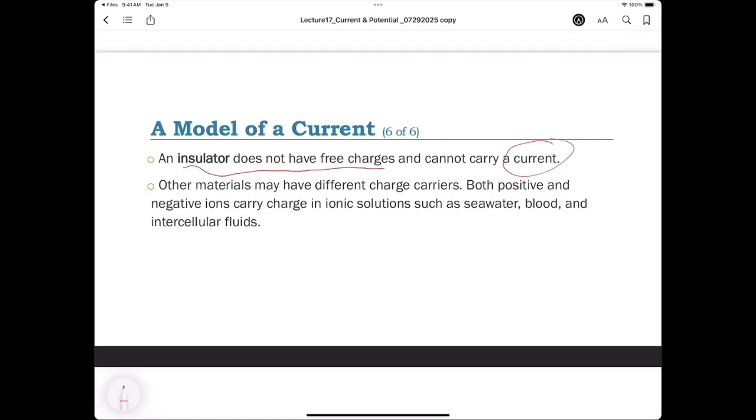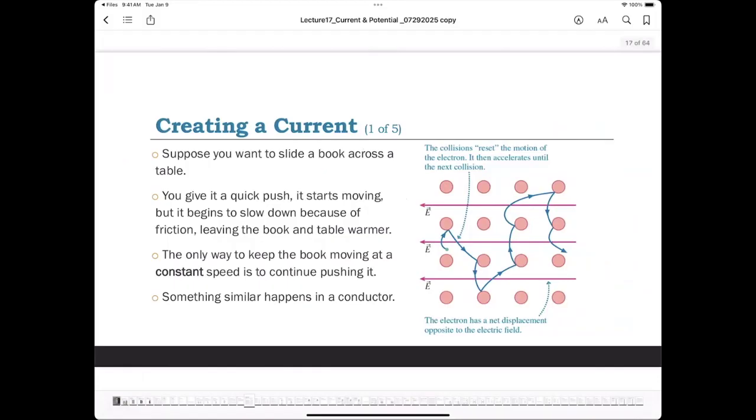Other materials may have different charge carriers. Both positive and negative ions carry charge in ionic solutions such as seawater, blood, and intercellular fluids. Different materials have different charge carriers. We will talk about this more later. Okay. Let's talk about creating a current.